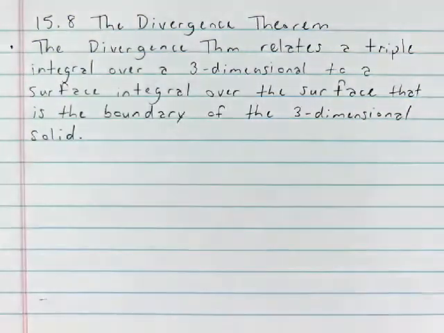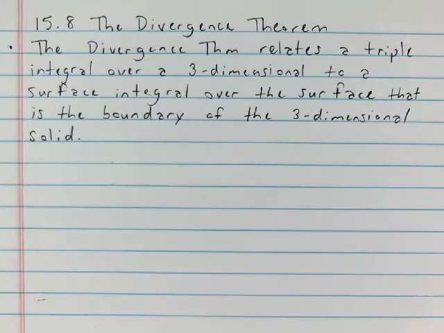So it's similar to Green's theorem and Stokes' theorem. In Green's theorem, we have a two-dimensional region R, which has a boundary curve, and we relate a line integral over the boundary curve to a double integral over the region R. For Stokes' theorem, we have a three-dimensional surface S, and we relate a surface integral over S to a line integral over the boundary curve C of S. And then the divergence theorem is doing a similar thing, but now we're looking at a three-dimensional solid.